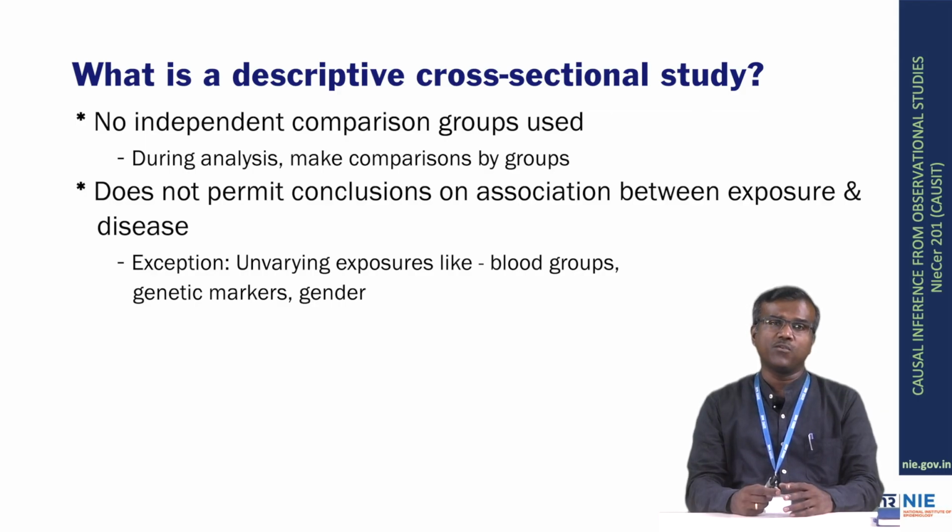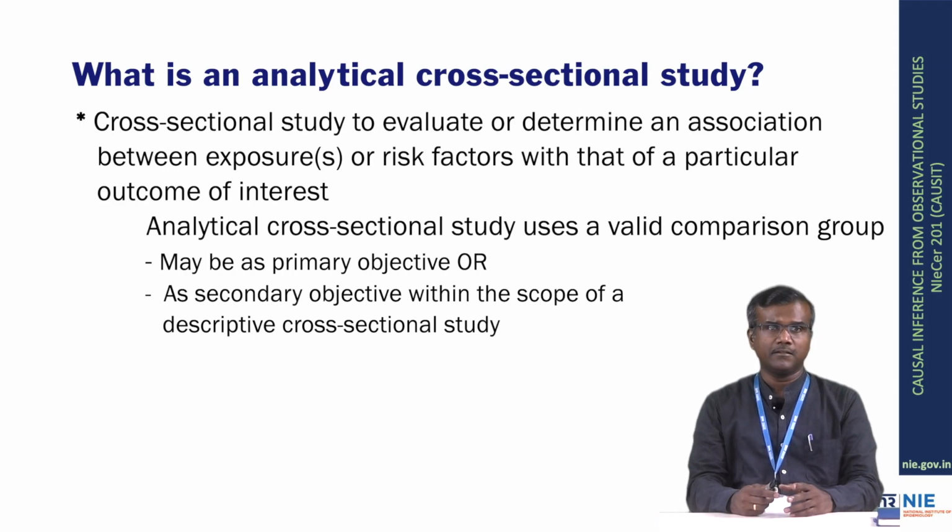However, as we know from literature, cross-sectional studies can permit conclusions on associations between exposure and outcome when the nature of exposure studied does not change over time. Such exposures are referred to as unvarying exposures, which do not change over time. The examples are blood groups, genetic markers and gender.